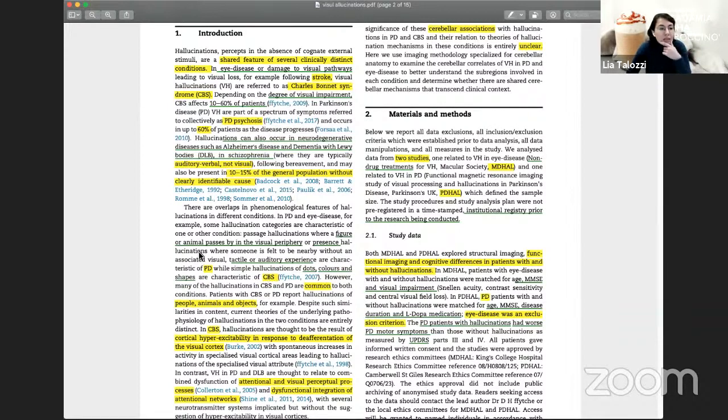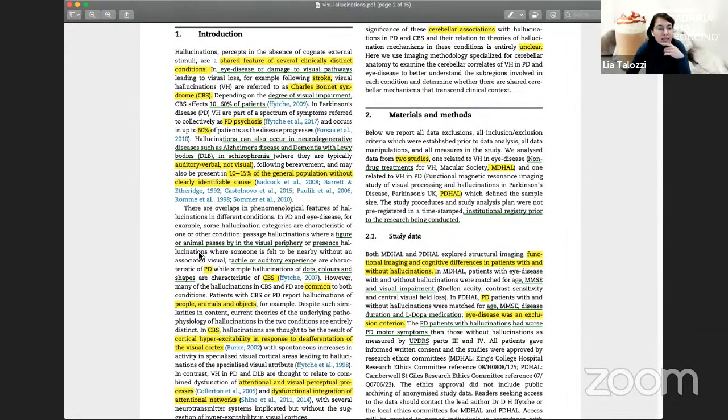On the contrary, in Parkinson's disease, you have more a shape passing in the background, in your visual periphery, a feeling of a presence, tactile and auditory experiences. These are typical of Parkinson's disease, and so different features, even if they can have in common also complex hallucinations where you can see people, animals, objects.